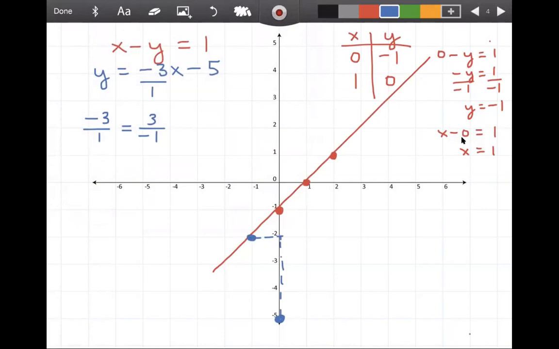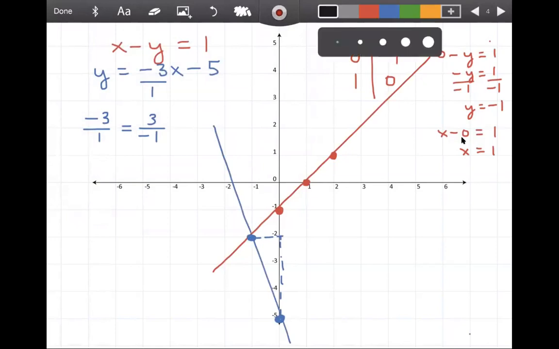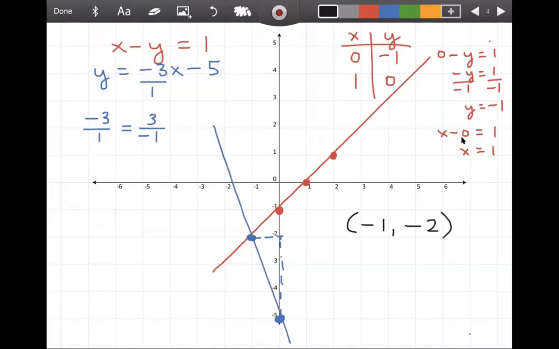So this line looks something like this. And it looks to me like the point of intersection is -1, -2. And I will remind you to check that. I won't actually do the check this time, just so the video is not too long.